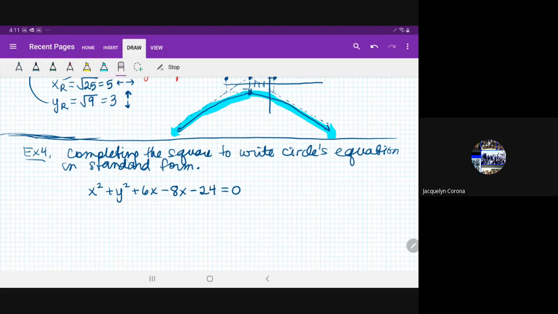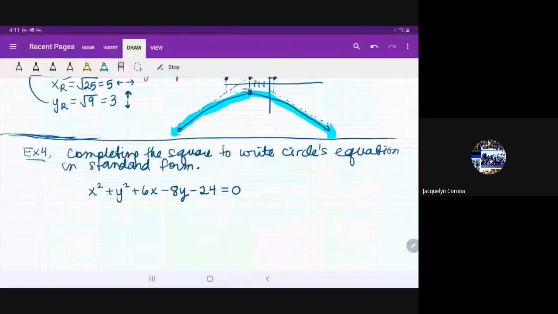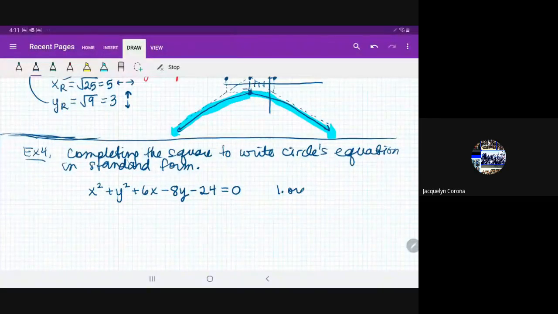Oh, except, sorry, the 8x is really an 8y. And then I'm going to teach you how to do it where you know this is a circle, but I'm going to show you that another day. Okay, so the steps to do this are: you're going to organize the x's and the y's, and then you put the number on the right side.